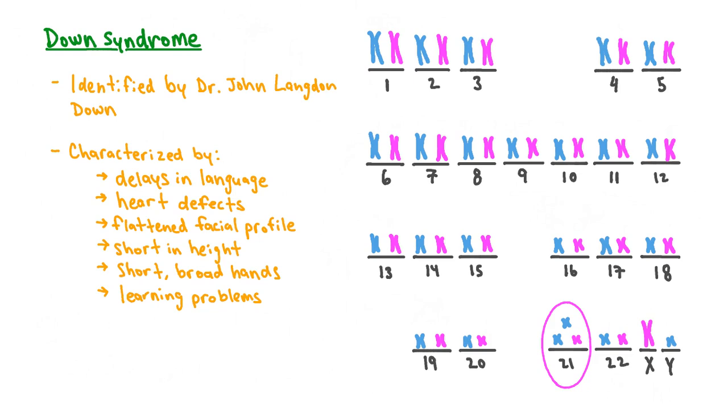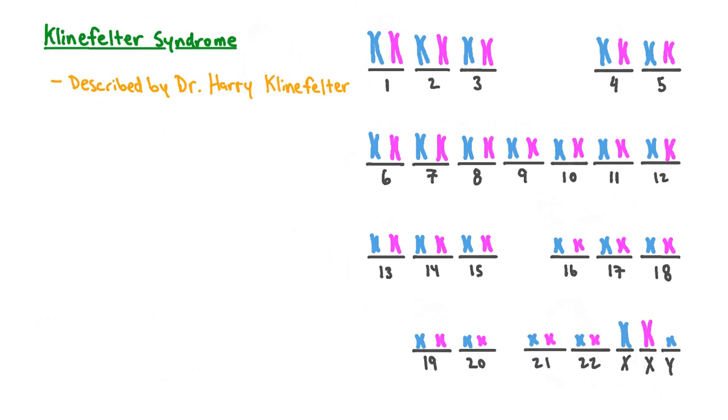Down syndrome is a good example of what happens when there's an extra autosome, but what about the sex chromosomes? Klinefelter syndrome was first described by Dr. Harry Klinefelter in a group of men. Klinefelter syndrome is characterized by an additional X chromosome. So they have a total of 3 sex chromosomes and 47 chromosomes in all.